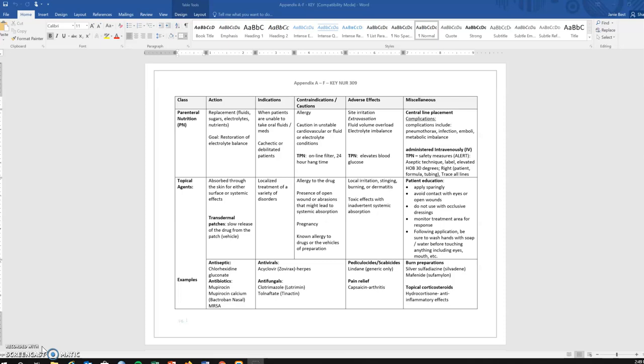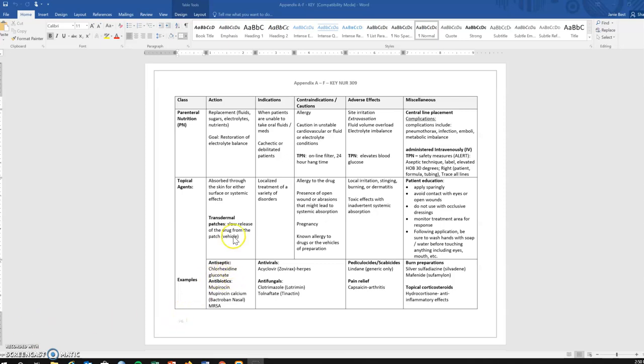Burn preparations are listed here. Silver sulfadiazine and mafenide are typical burn preparations. They may come in a jar, and so you have to be careful not to contaminate the jar of medication while you're preparing to administer it and administering it. Topical corticosteroids you may be familiar with. Hydrocortisone is used for anti-inflammatory effects. And so those are the most important examples.